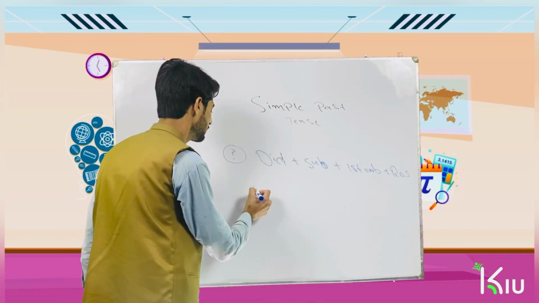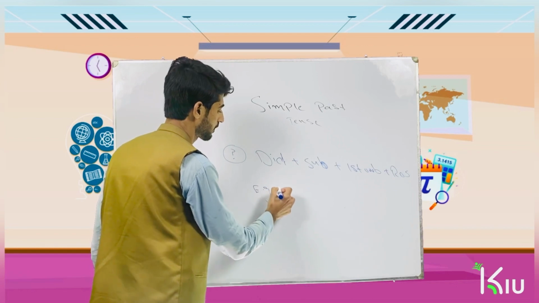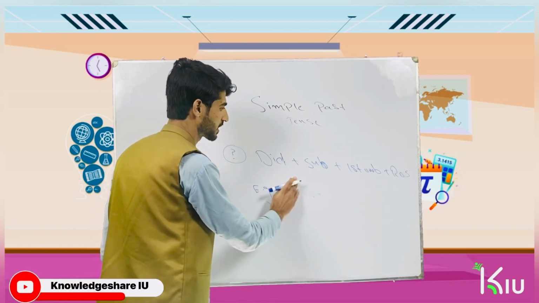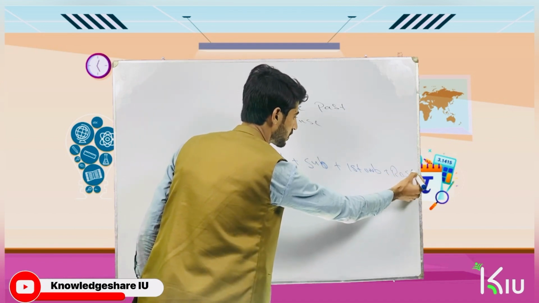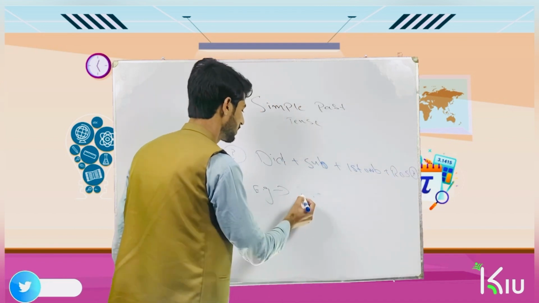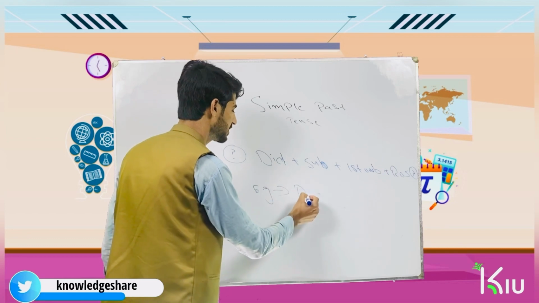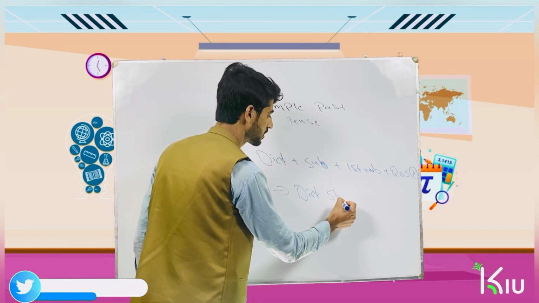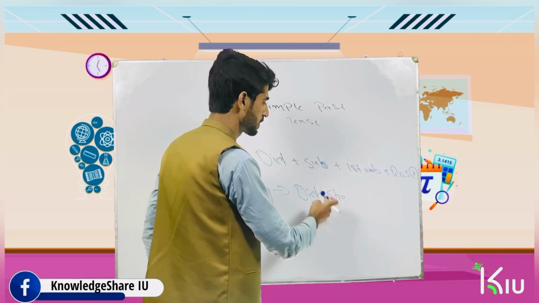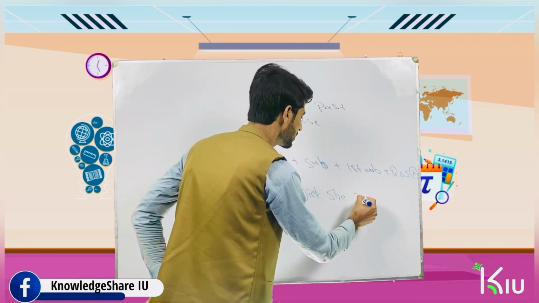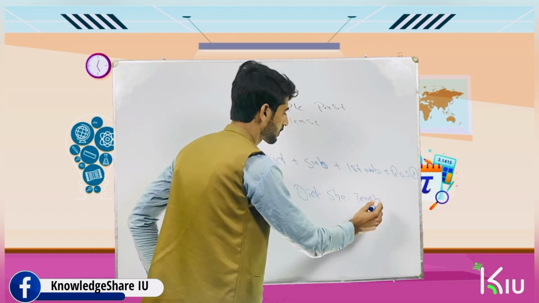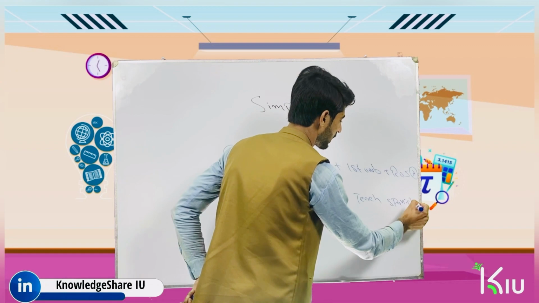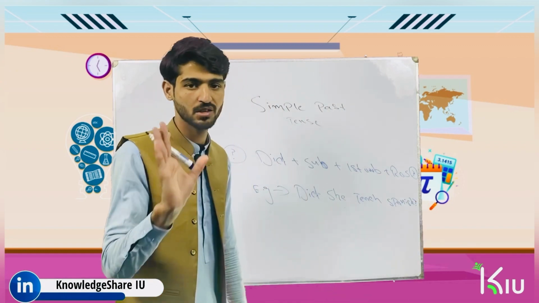For example, she. Now we are making an interrogative structure, okay? At the end we will put a question mark. It is compulsory. First of all we will put did, okay? Then the subject, did she, first form of the verb, did she teach Spanish? And at the end you have to put a question mark.